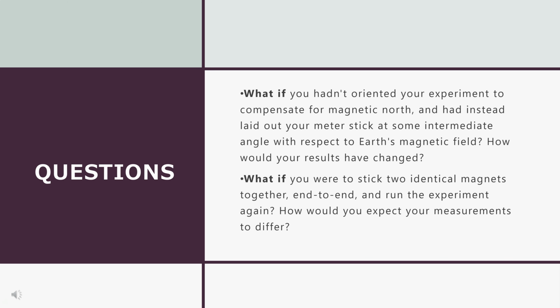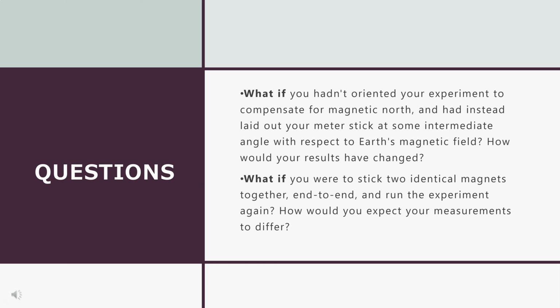Some final questions in order to wrap up the lab are: what if you had not oriented your experiment to compensate for magnetic north and had instead laid out your meter stick at some intermediate angle with respect to Earth's magnetic field? How would your results have changed? Because we compensated for magnetic north, we were able to say that one of the values for the x component was 0, which made our calculations much easier. If we had not done this, then another x component would have been introduced, and that would have made the calculations much more complex. But this variation would only appear in the x component.